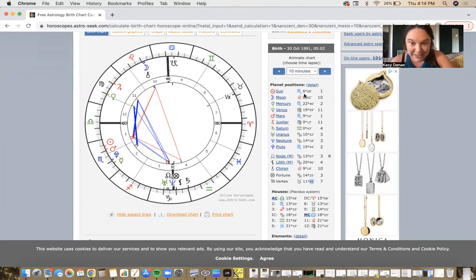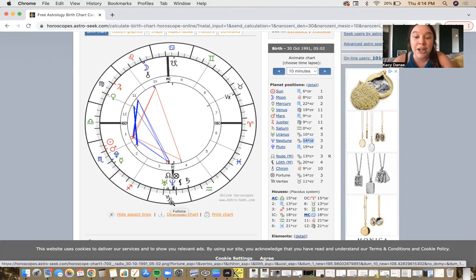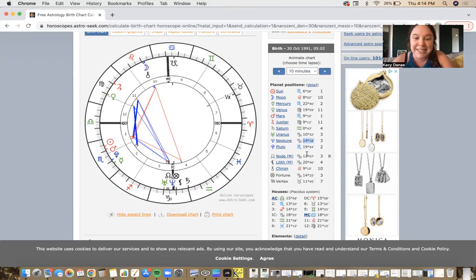Okay, so running through this, obviously there's not a lot here. There's a 14 degrees Neptune, and it is in Capricorn. So this would fit. In this chart, the Neptune is being impacted.